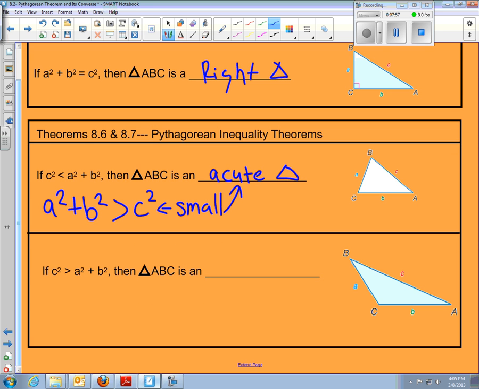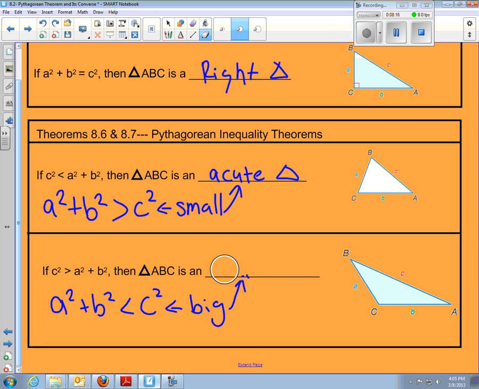All right, then we can also adapt that here. Again, I'm just going to rewrite the order. This time, the sum of our sides squared is going to be less than c squared. So c squared this time is big. Well, what's another name for a big triangle? That's going to be our obtuse. Oh, spelling. Ooh.